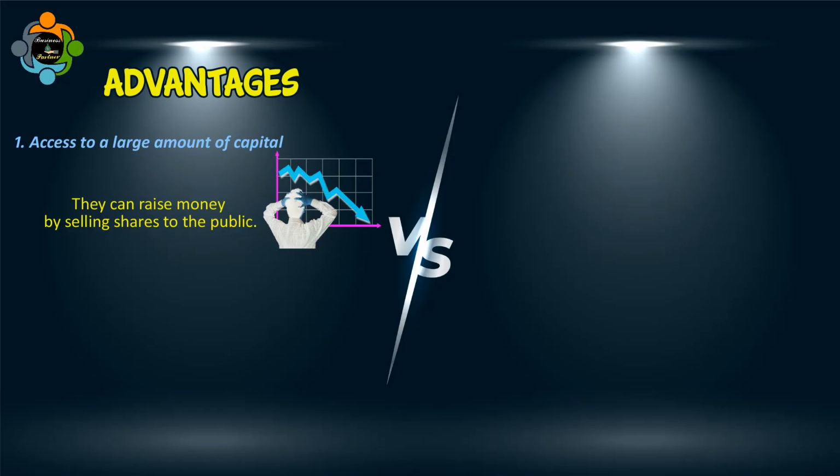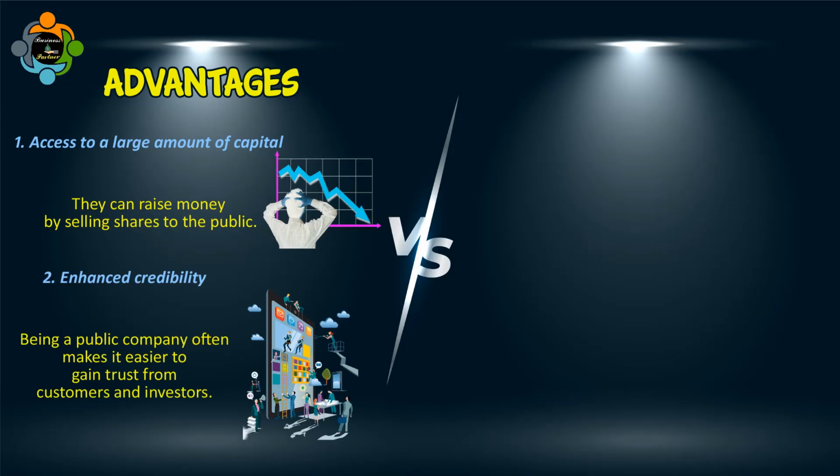Number 1. Access to a large amount of capital. They can raise money by selling shares to the public. Number 2. Enhanced credibility. Being a public company often makes it easier to gain trust from customers and investors.